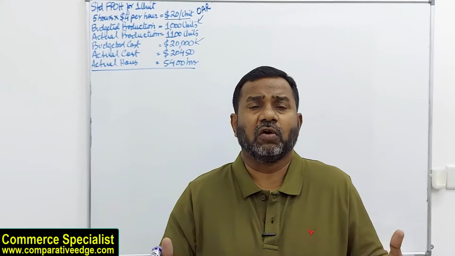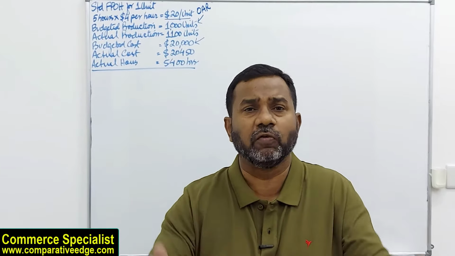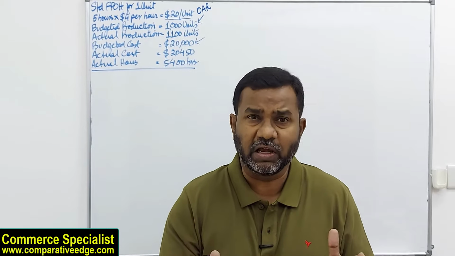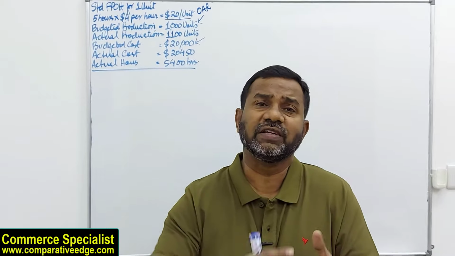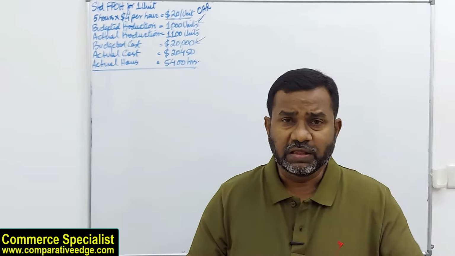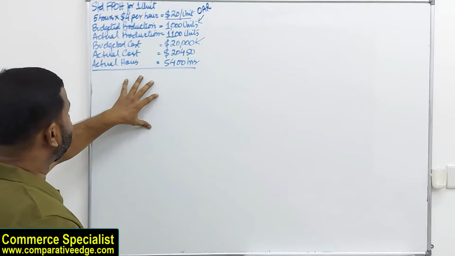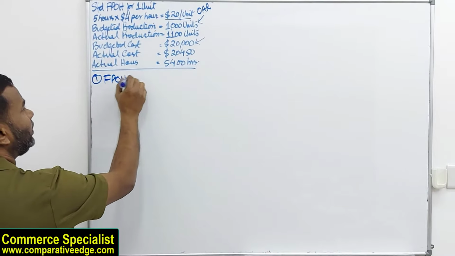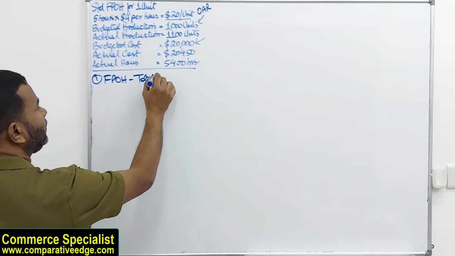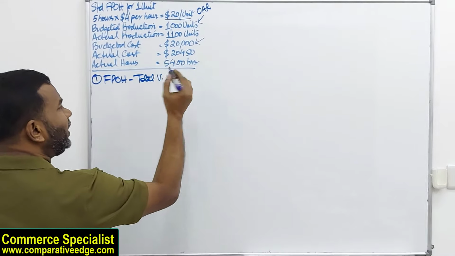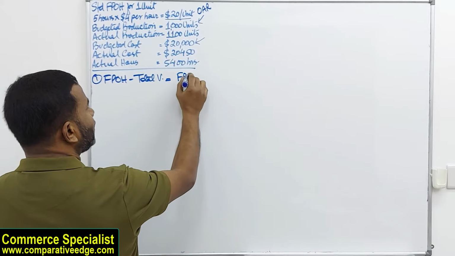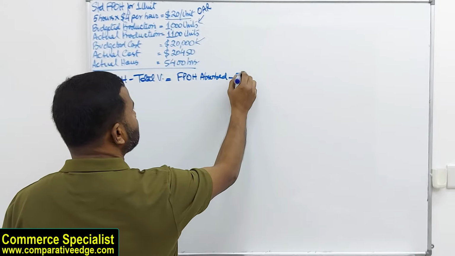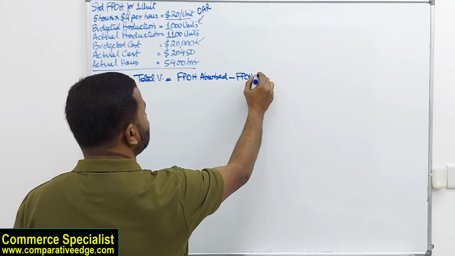We as a business don't want to bear any cost ourselves. We want to transfer it to the customer. We want to recover it from the customer. So we have a fixed overhead, which is rent, 20,000. How we are going to recover, whether we are successful or not, let's have a look. The very first variance for fixed production overhead is fixed production overhead total variance. And it's very simple. Fixed production overhead absorbed minus fixed production overhead actual.